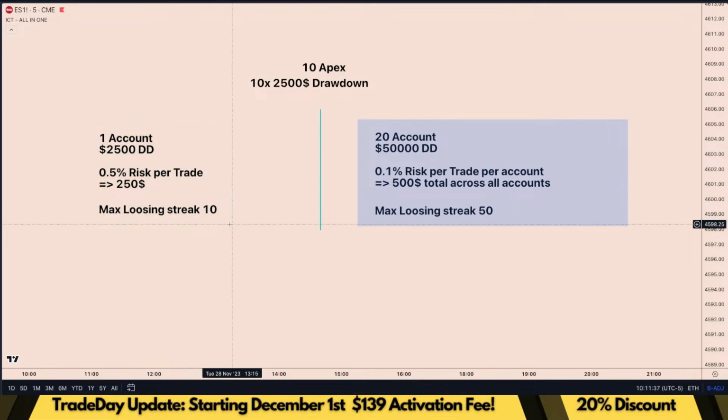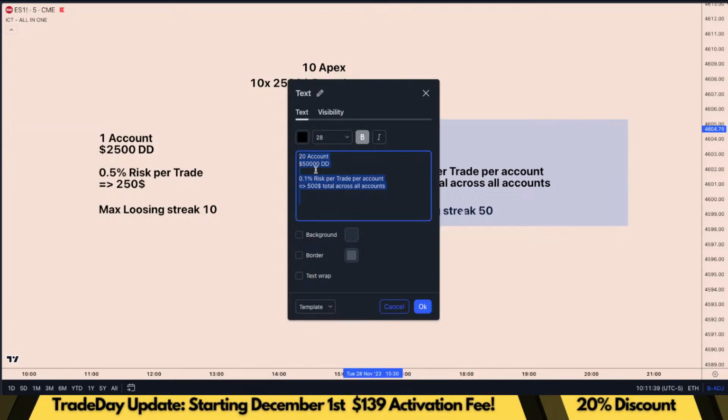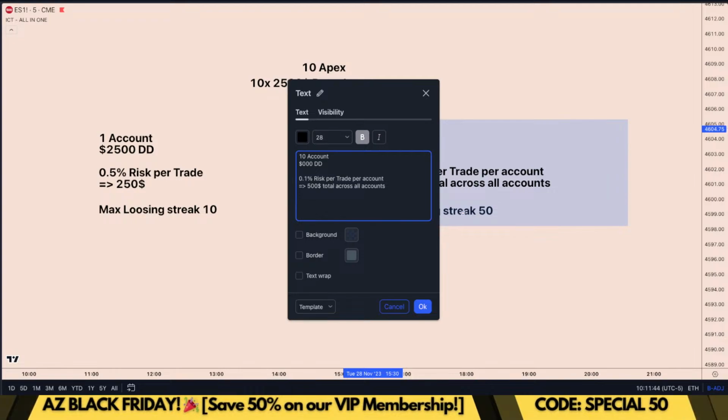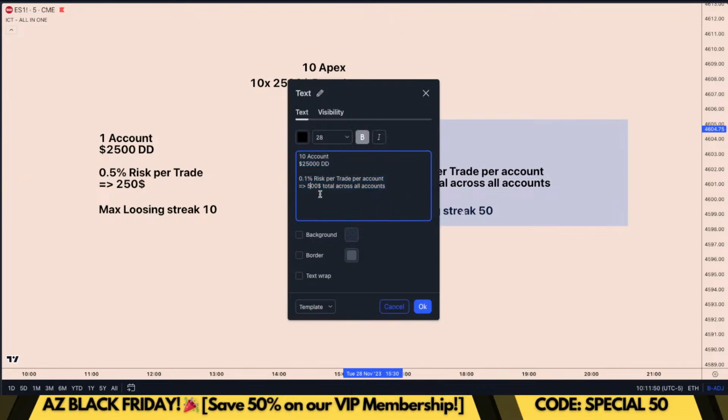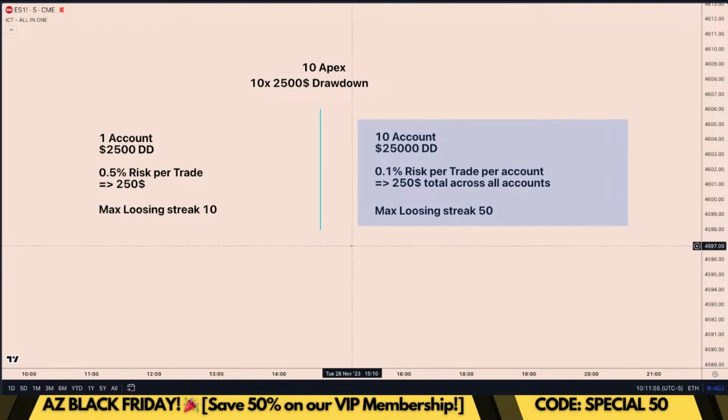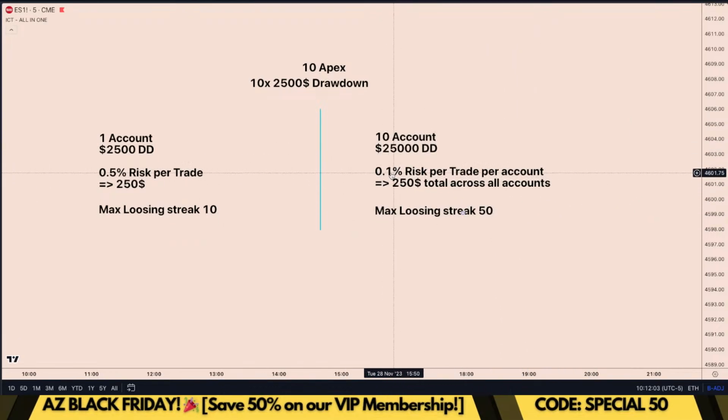Comparing that to trying to risk, let's say we have 10 accounts, 25 grand in margin, risking 0.1% of that would be $25... $250. So we would still be able to lose 50 trades in a row. 0.1% risk per trade.